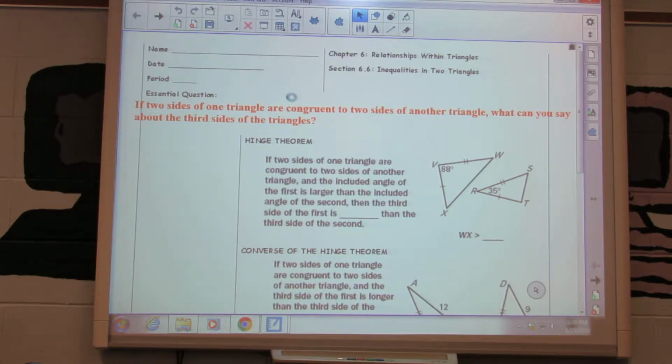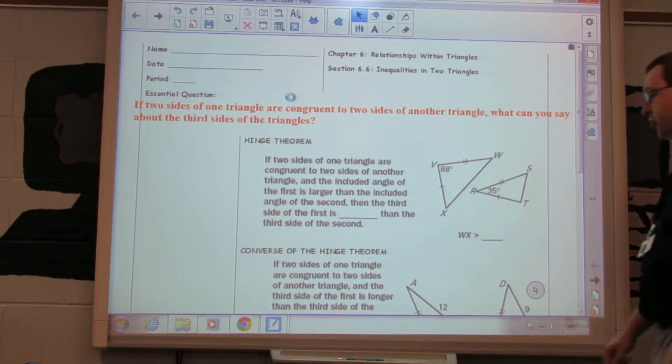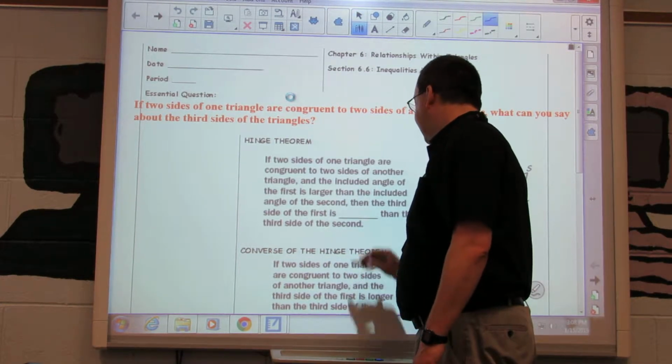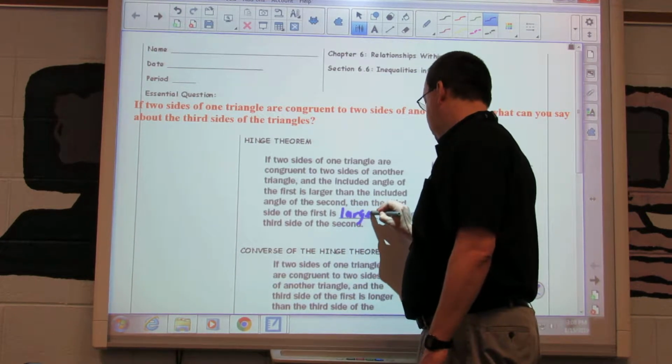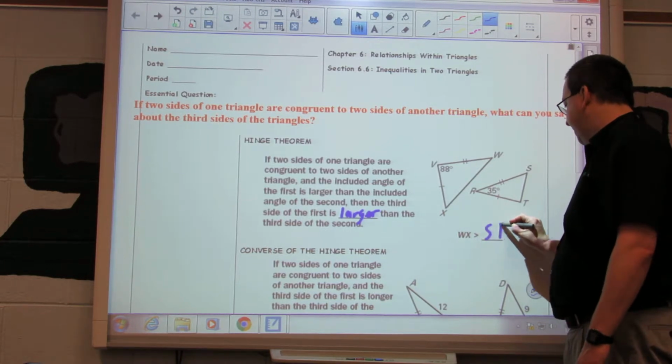So our first theorem, the hinge theorem: if two sides of one triangle are congruent to two sides of another triangle, and the included angle of the first is larger than the included angle of the second, then the third side of the first is larger than the third side of the second. So if you look at the picture on the side here, VW and RS are congruent, VX and RT are congruent. So I have my two sides. 88 is bigger than 35. That means that WX is bigger than ST.